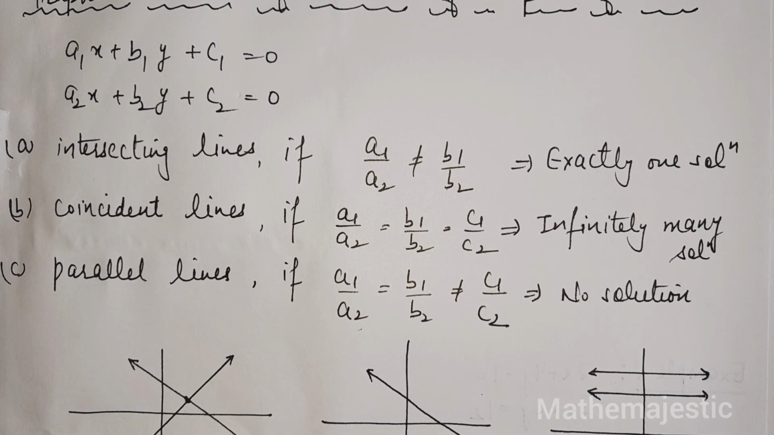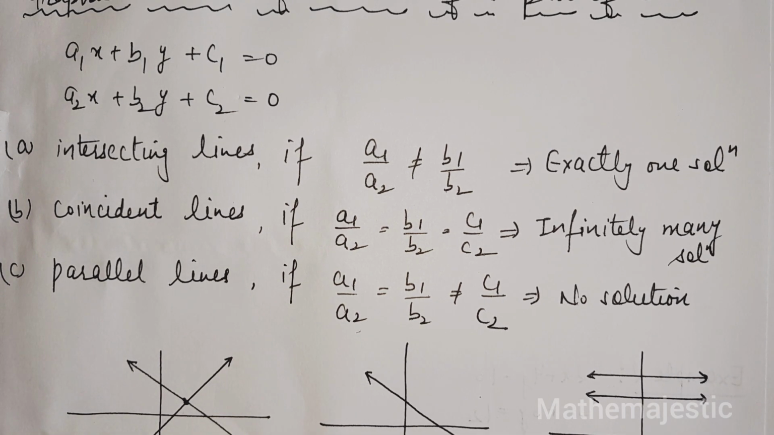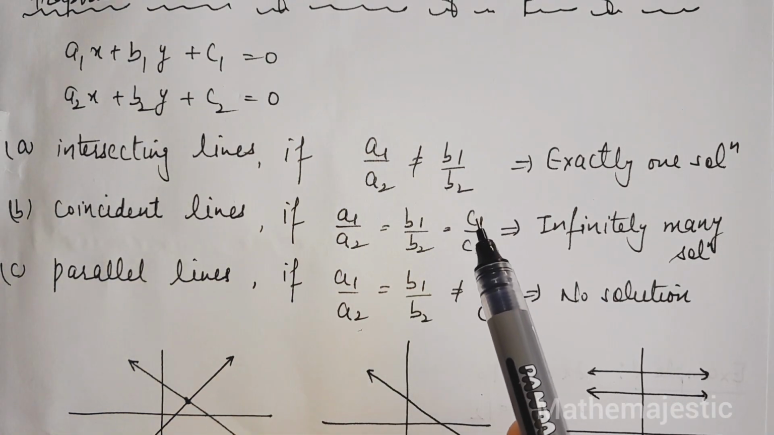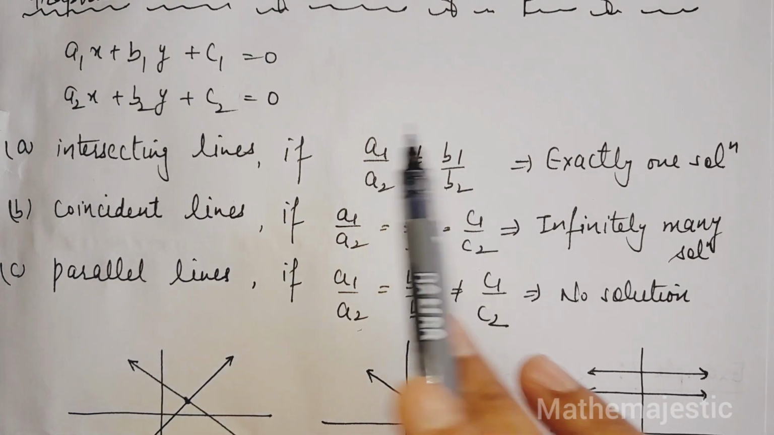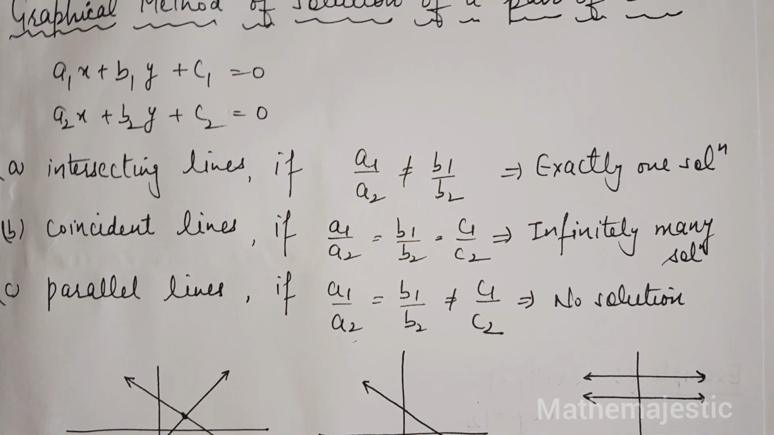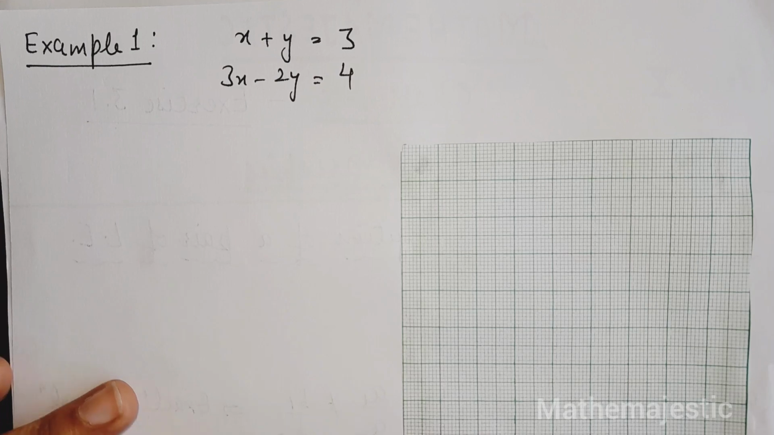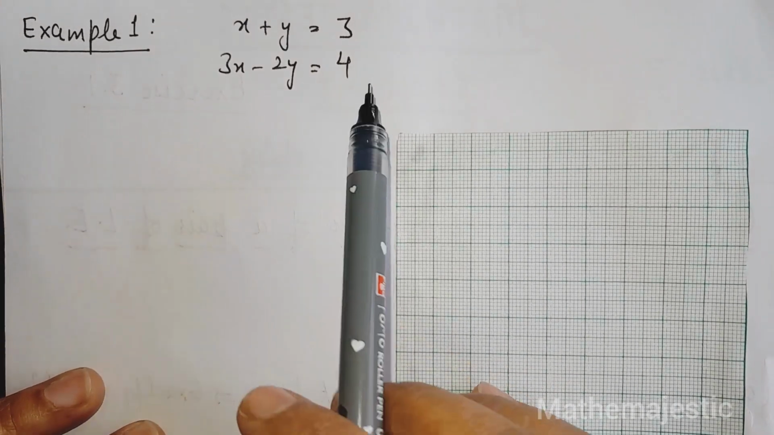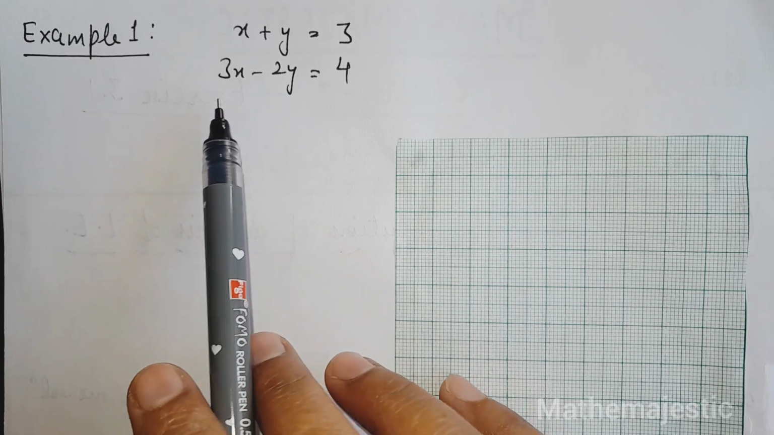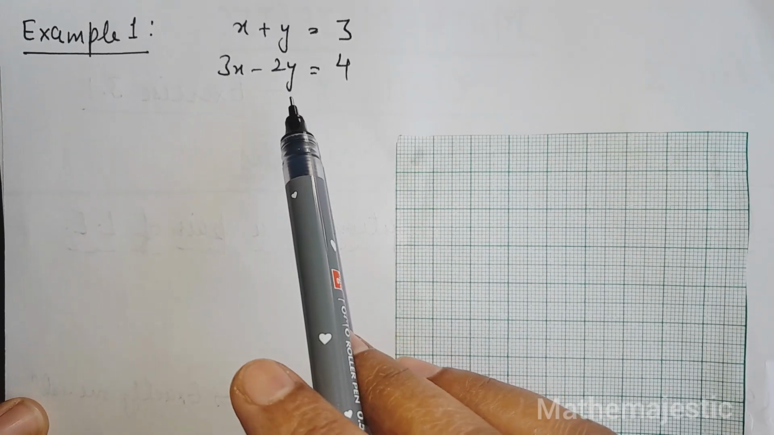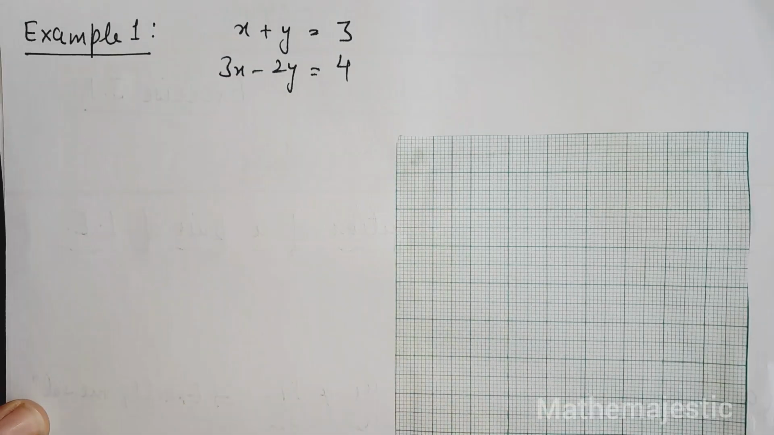So now we will understand this with the help of some examples, and we will verify this also. We will represent them graphically, and we will also verify them by this method, whether the method is fruitful or not. So let's do the first example. The first equation is x plus y equals 3 and the second one is 3x minus 2y equals 4. Let's solve these equations algebraically and graphically both.